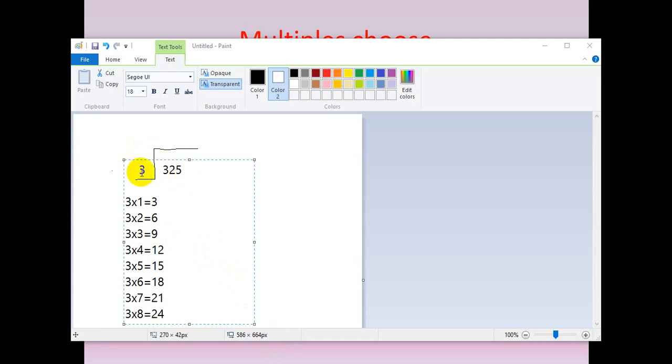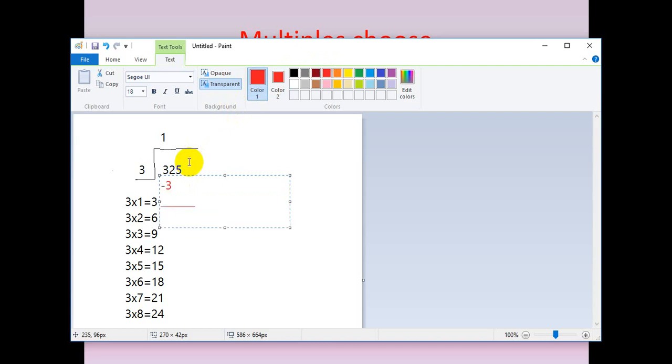3 divided by 3 equals 1. 3 is equal to 3, it's okay. If the number is bigger or equal, it's okay. We write up 1 here, and we write minus 3. 3 minus 3 equals 0. Bring down 2.